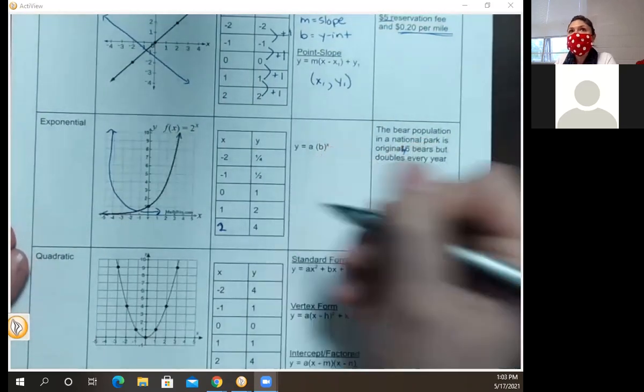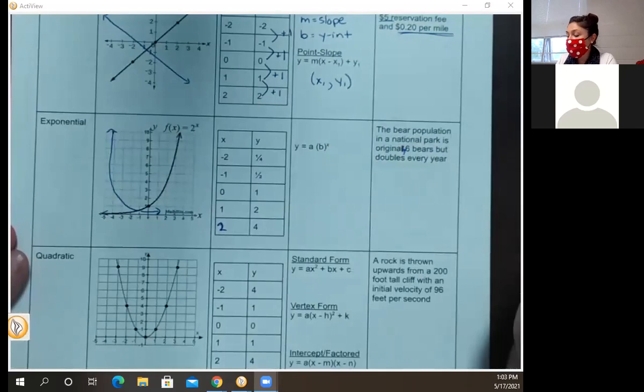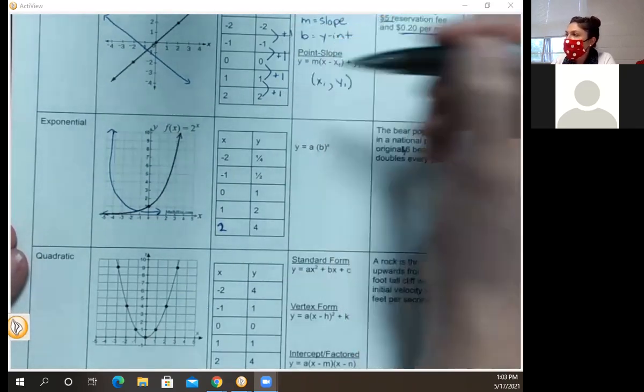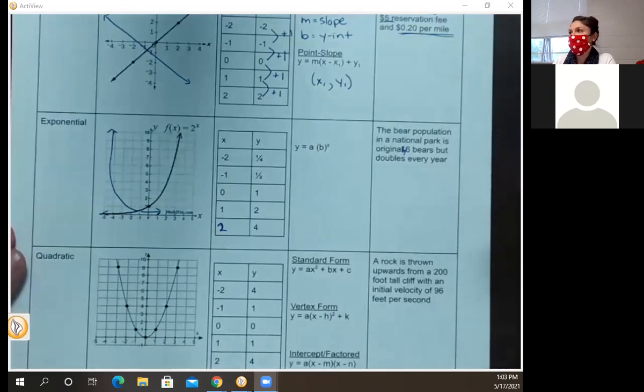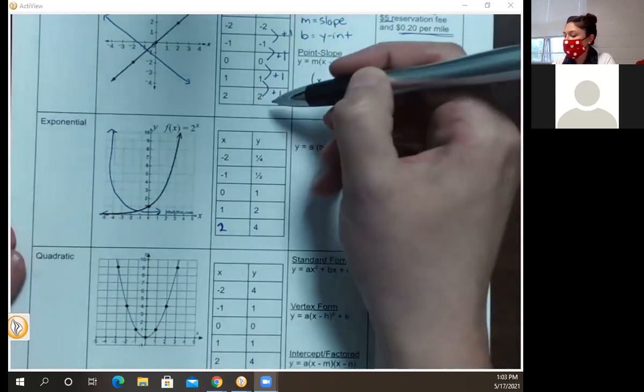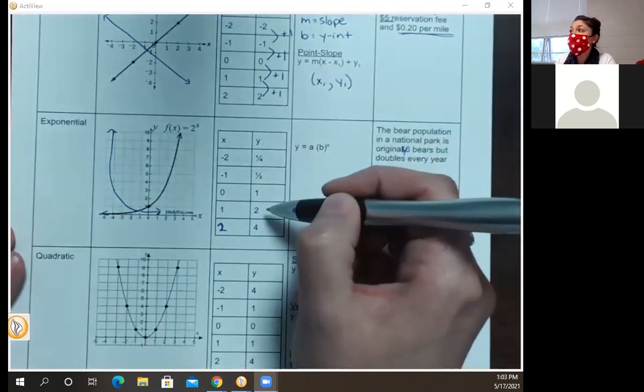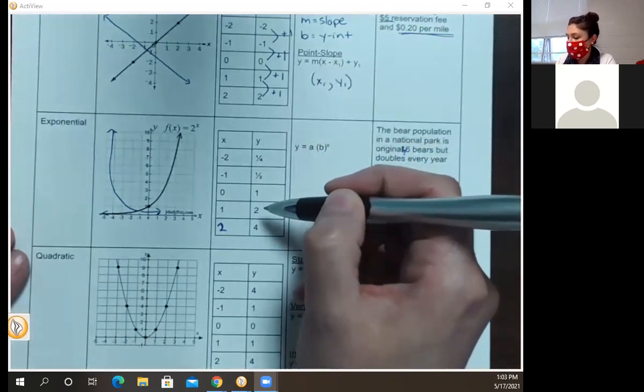In a table, we can identify an exponential function because my y values aren't increasing or decreasing by the same amount, they're multiplied by the same number each time. So for a linear function, I'm adding or subtracting the same amount each time, but for an exponential function, we're multiplying by the same amount each time.